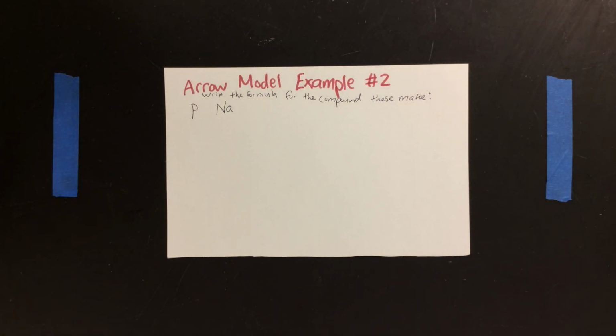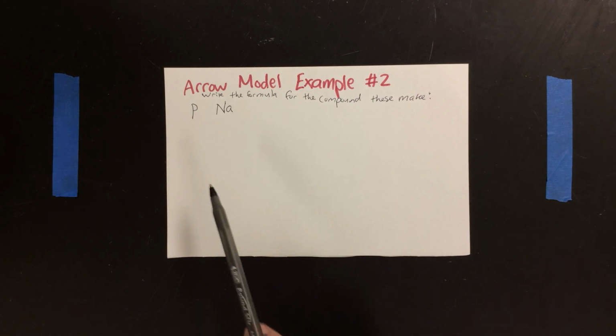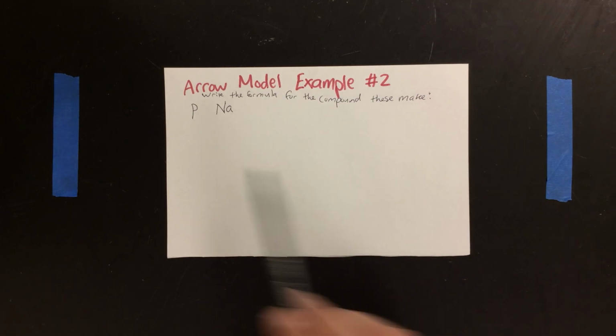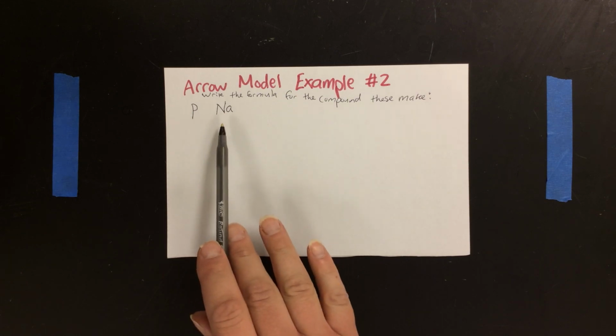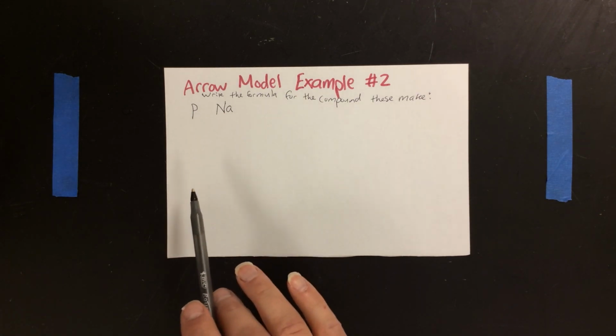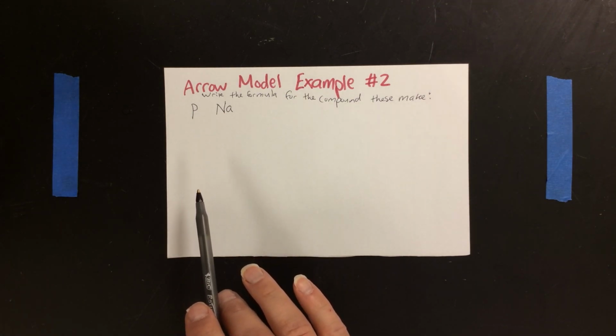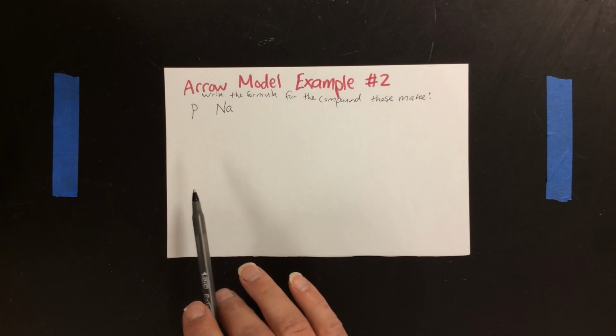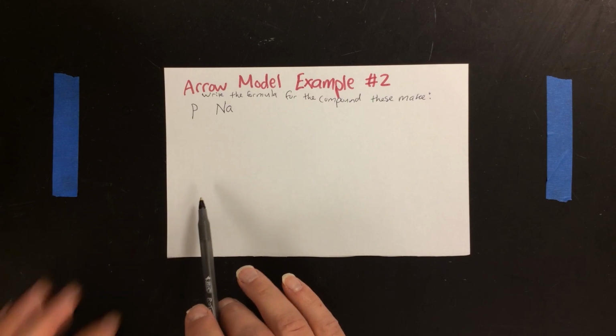All right, here's our second example for drawing arrow models. The example has to write the formula for the compound made by these elements, phosphorus and sodium. The first step is to find their oxidation numbers using the periodic table, which at this point I will presume that you know how to do. If not, that would be a good thing to review.